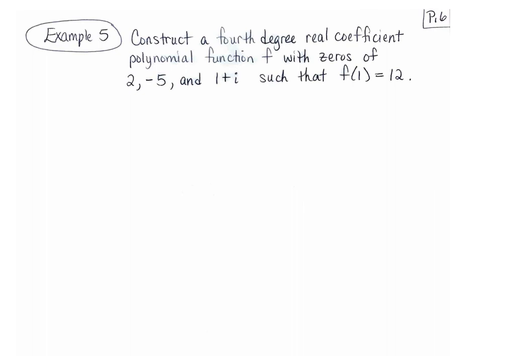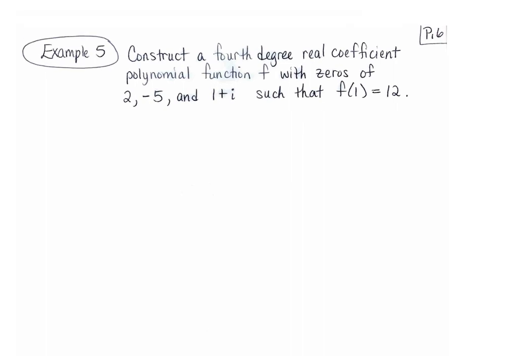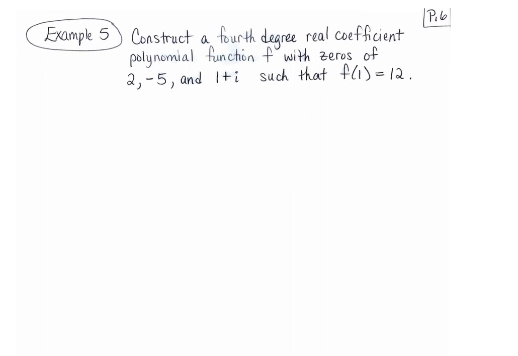Where do we start? f of 1 equals 12, we know that. So we can write f of 1 equals 12. And you have 3 zeros. So what do those zeros mean?